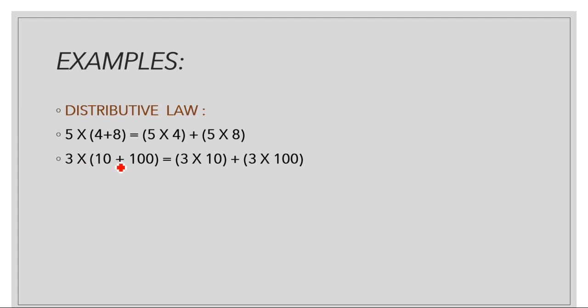Again, 3 multiplied by 10 plus 100 is equal to, first we multiply 3 by 10, then we multiply 3 by 100 and then find their sum. So both the answers are the same. We distributed 3 into 10 and 100. 9 multiplied by 13 plus 8 is equal to 9 multiplied by 13 and then 9 multiplied by 8 and then find the sum of the answers of the bracket.